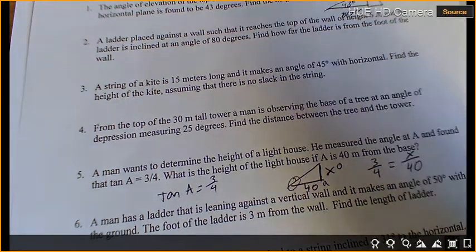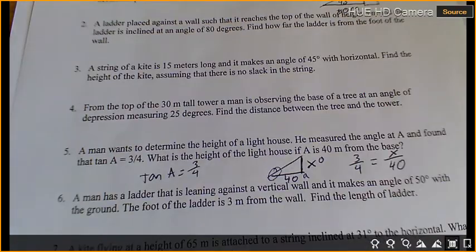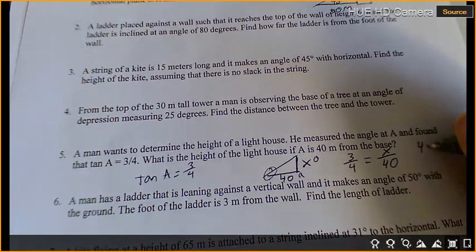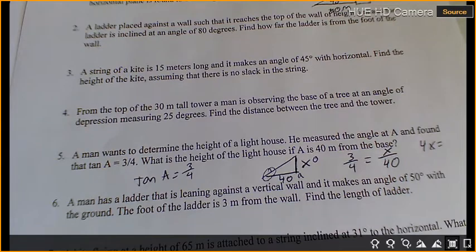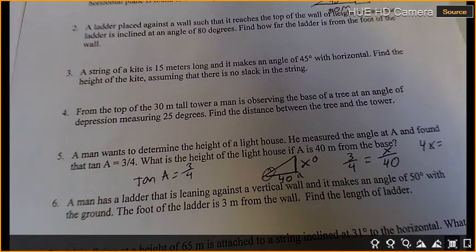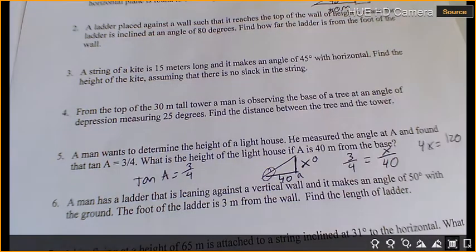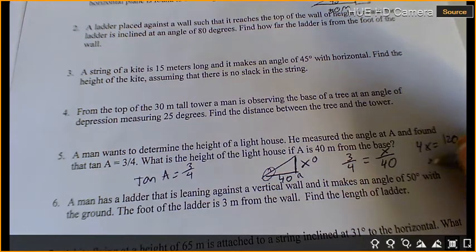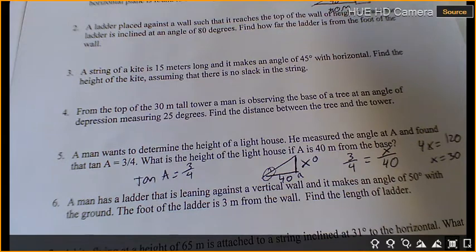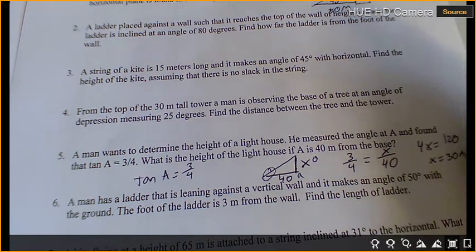Oh, look. What did I just create? How do we find the answer of that? We cross multiply. So we get 4x equals 40 times 3, which is 120, and then 120 divided by 4, so x equals 30. So that means the height is 30 meters.